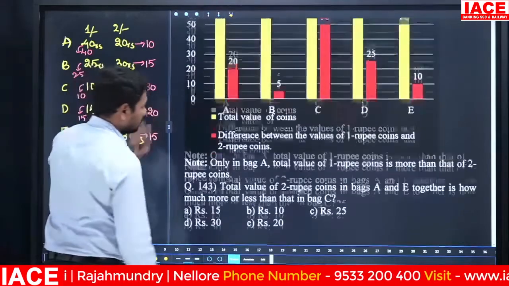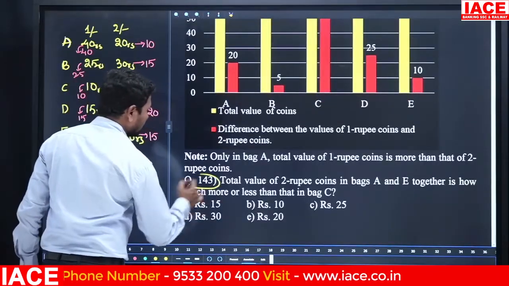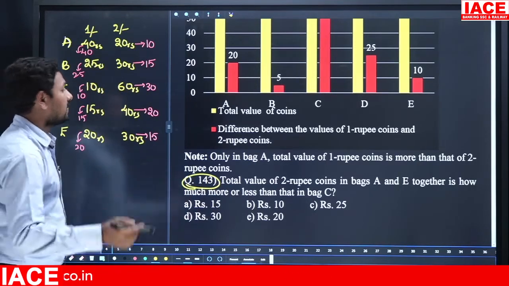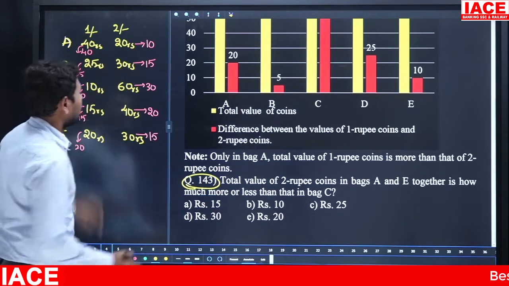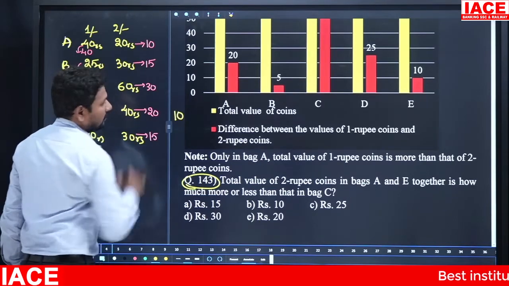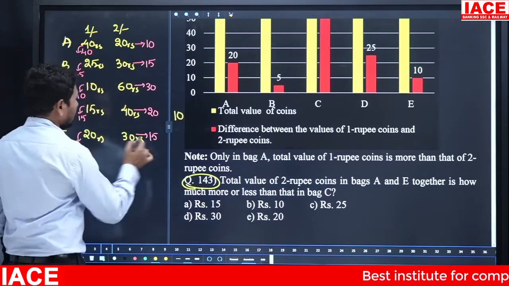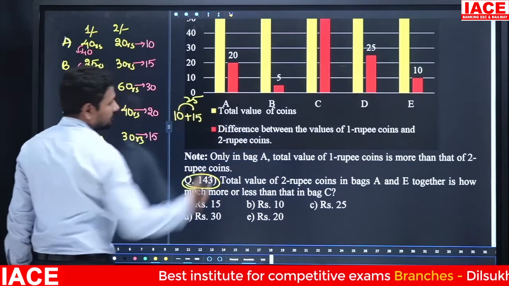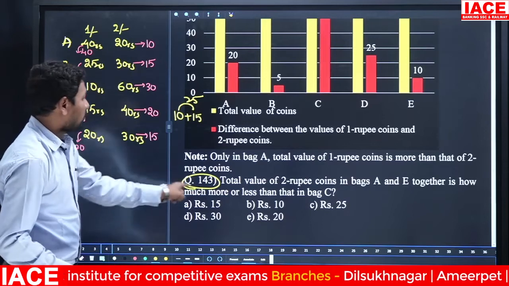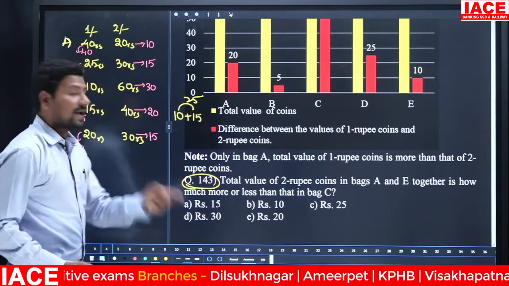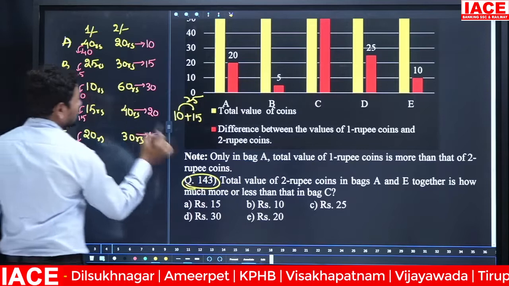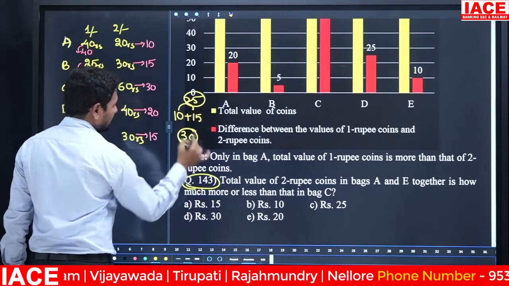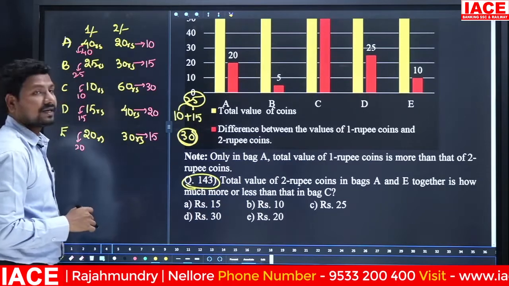Next, total value of 2 rupees coins in bag A. 2 rupees coins in bag A, 10, and E together, E is 15. 10 plus 15, it is 25. Is how much more or less than that in bag C? Bag C is how much? 30. It is 25 coins, and it is 30 coins.